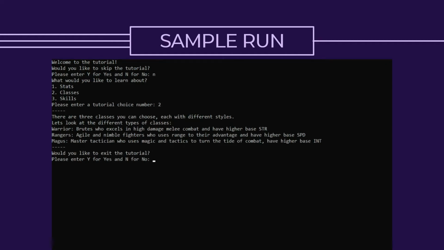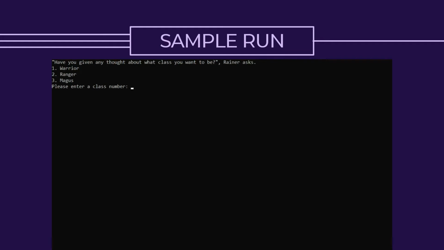So after every tutorial, it loops back and asks you whether you would like to exit the tutorial. You can choose no and learn something else, or you can choose yes and proceed with the game. So I will exit the tutorial here, and now we'll proceed to the character creation. Reiner then asks me what class I would like to be.